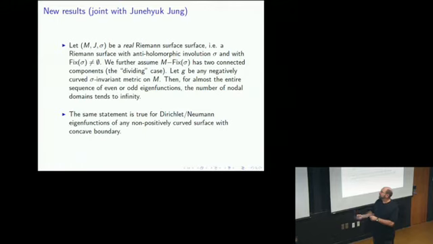There are two different settings where we prove this result. The first result takes place on what an algebraic geometer calls a real Riemann surface. This is a Riemann surface which has an anti-holomorphic involution sigma, where the fixed point set is non-empty. Think of sigma as being complex conjugation, and the fixed point set of this involution are the real points of the Riemann surface.